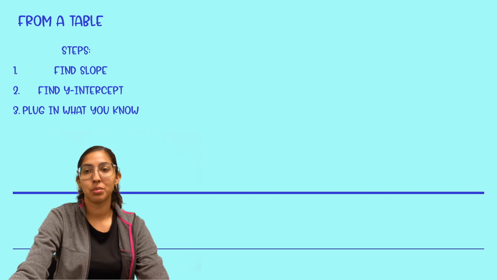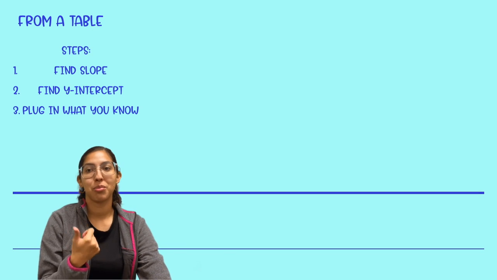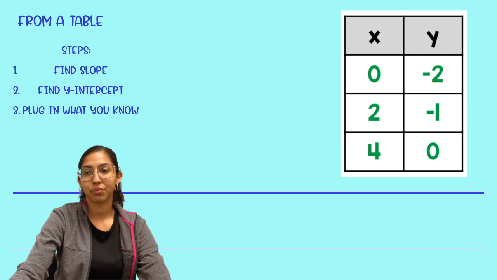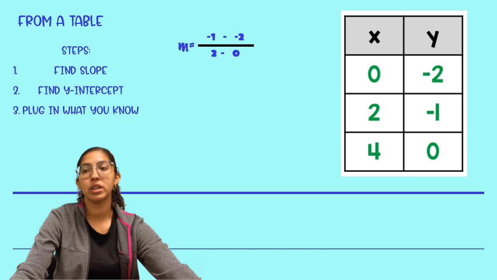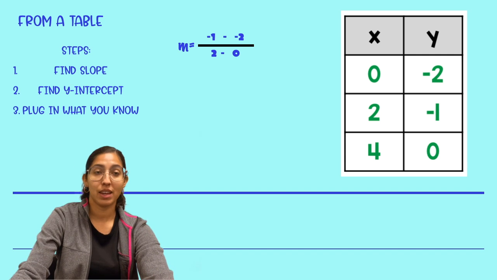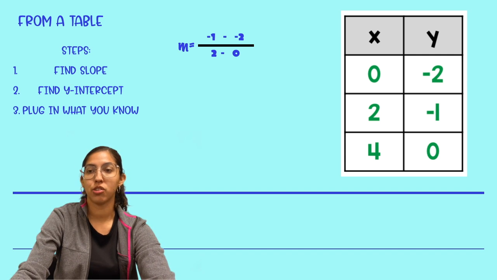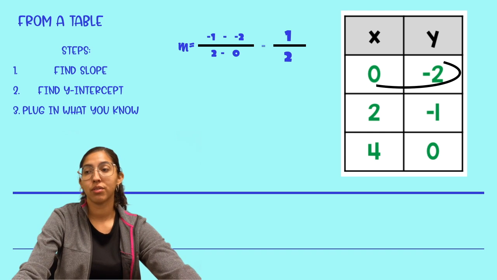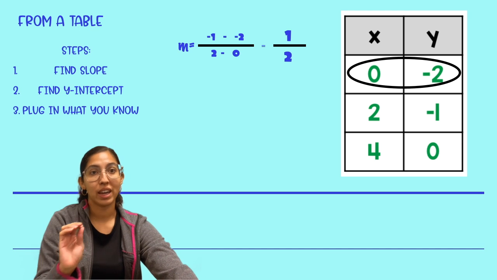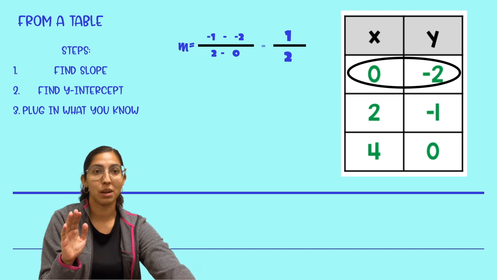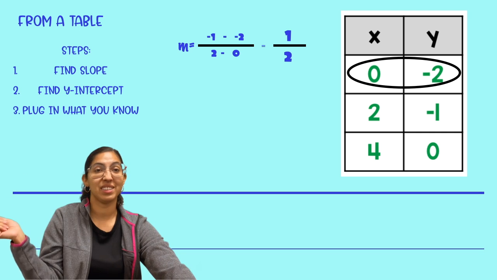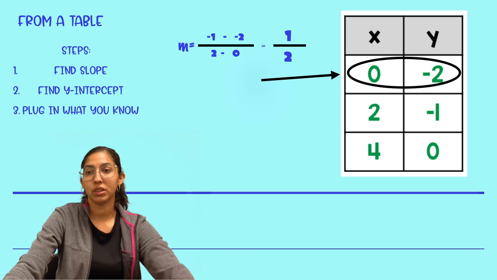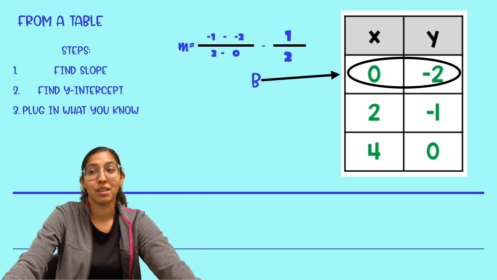So from a table, our steps, again, same steps: find slope, find y-intercept, plug in what you know. So our slope for this one, I'm just gonna use those top 2 points. So -1 minus -2 for the y2 minus y1, and then 2 minus 0 for x2 minus x1. This gives us 1/2. Since I can find the y-intercept on the table, I see x is 0, right across is -2, that is my y-intercept. I can just take it right off the table, and that is my b.